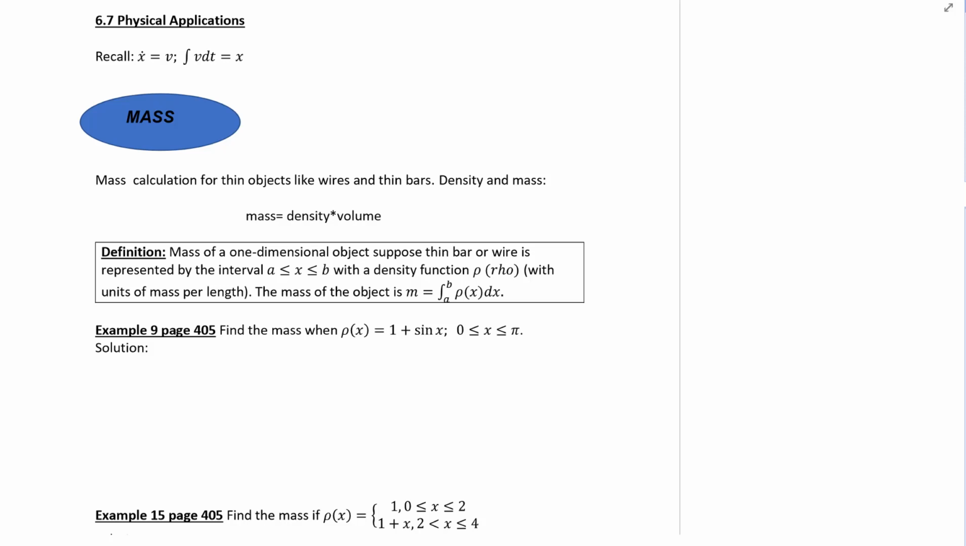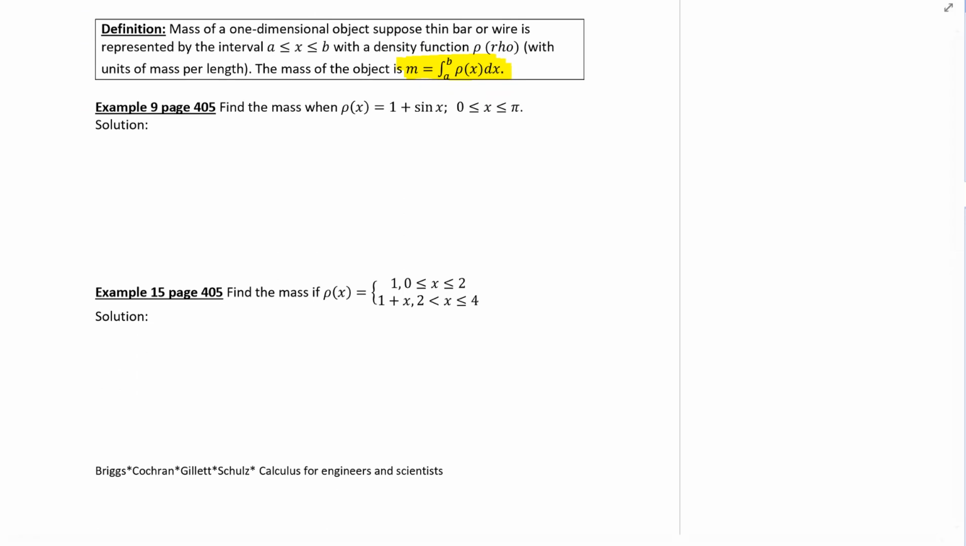In this video we are going to go over a few concepts for physical applications of integrals. So the first one is mass. We're going to use the formula: the mass is equal to the integral from a to b of rho of x dx, where rho is the density function. So let's look at a few examples.